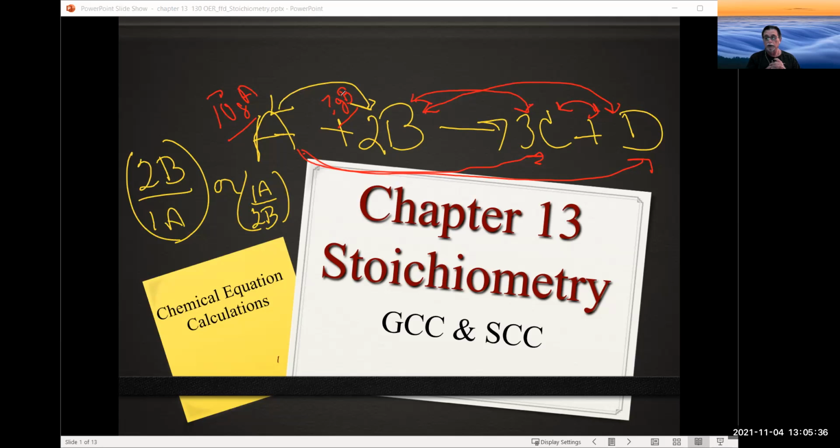Once I've done that, given the mole ratio, I know there's a mole ratio of 1-to-2 with respect to A and B. So if I have 10 moles of A, guess what? I need 20 moles of B, because that ratio is 1-to-2. And if I start off with 10 moles of B, I only need 5 moles of A, because the ratio again is 2-to-1. So that ratio is important, and that ratio came from the balanced chemical equation.